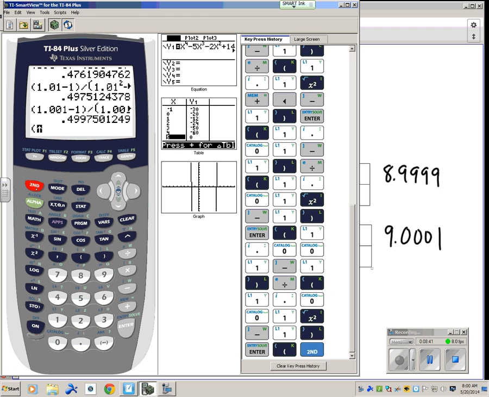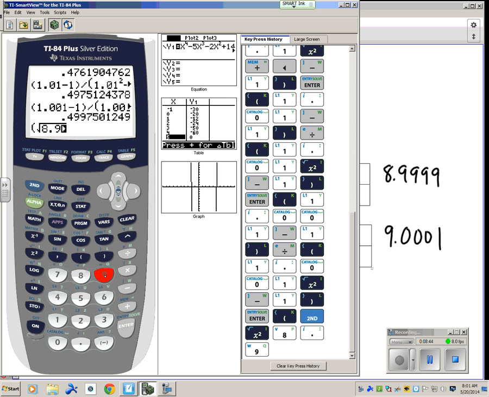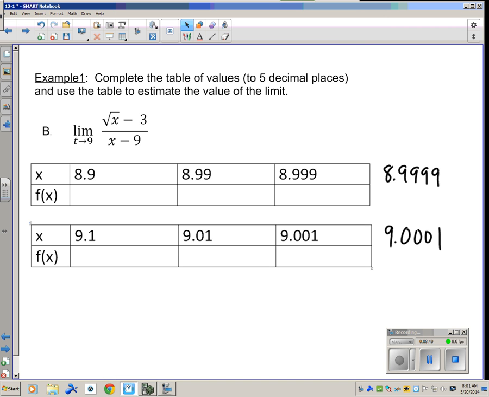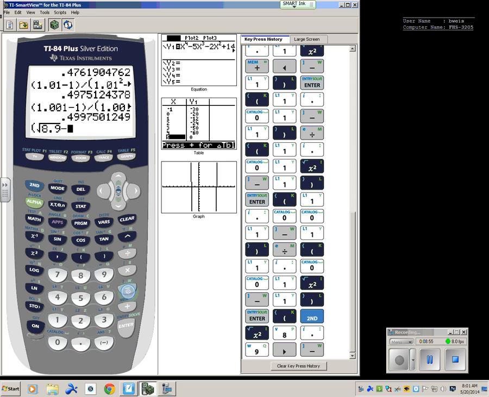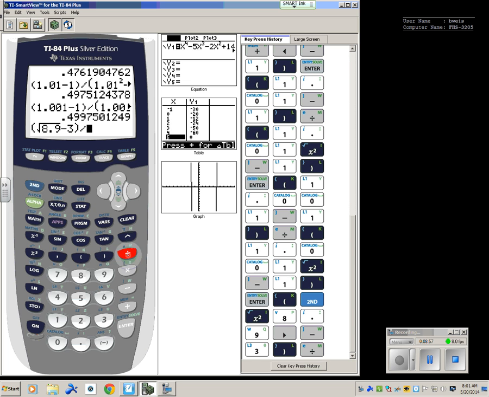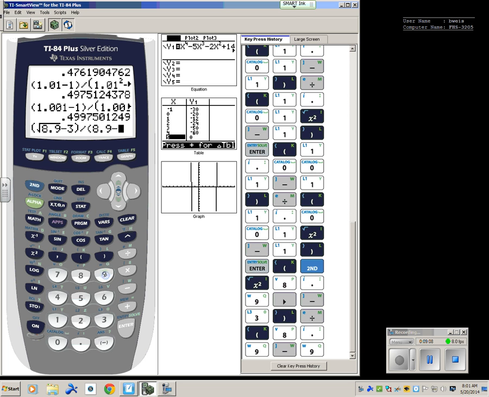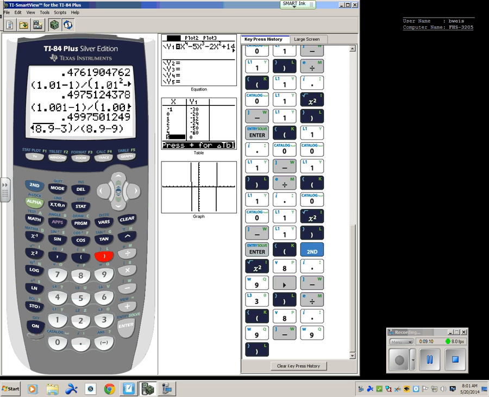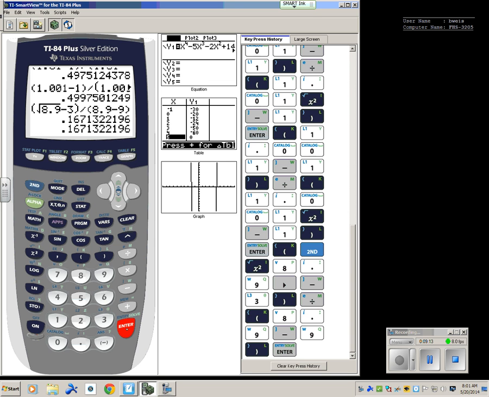So I've got to do square root of 8.9, and I've got to hit the right arrow to stop it from putting the square root above that. And then we've got minus 3, and then divided by 8.9 minus 9. Notice I have parentheses around my numerator and parentheses around my denominator. So I'm getting 0.16713.